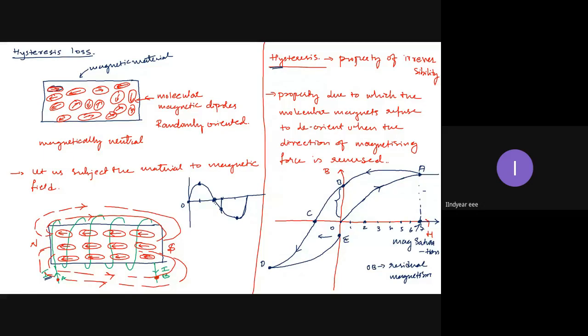It will not become 0 because of retentivity. So in the next half cycle, when current increases positively, the magnetic field will become 0 somewhere here. Again, it will increase. So this is called the hysteresis loop. Did you come across this curve? Yes, sir. Okay. So this is a BH curve of a ferromagnetic substance, and the area of this curve is hysteresis loss.